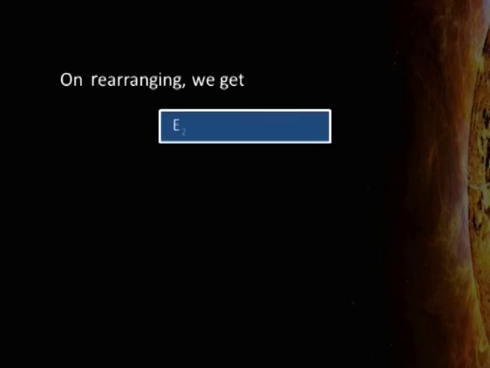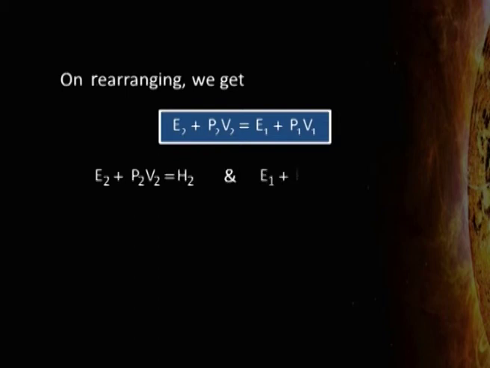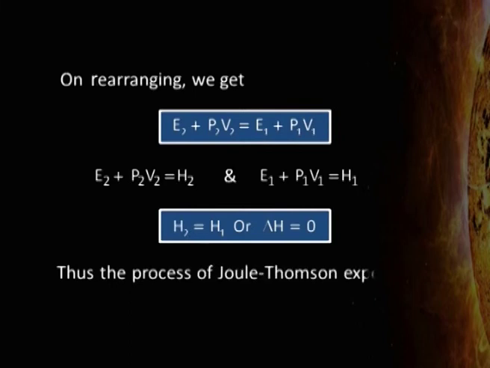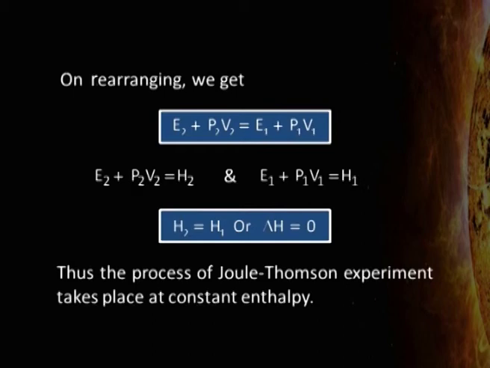On rearranging this equation, we will get E2 plus P2 V2 equal to E1 plus P1 V1. As E2 plus P2 V2 is equal to H2 and E1 plus P1 V1 is equal to H1, we will get H2 equal to H1, or we can say that delta H equal to 0. Thus, the process of Joule-Thomson's experiment takes place at constant enthalpy.